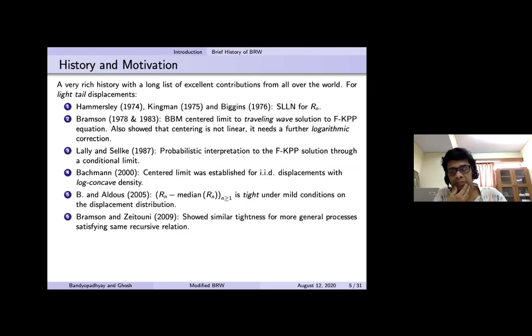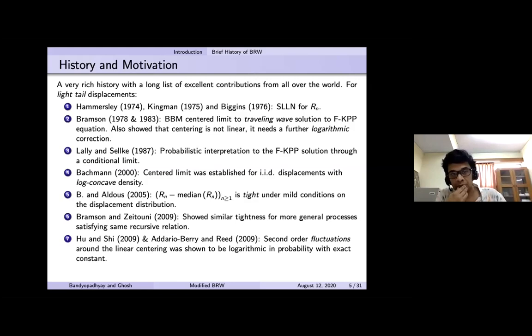Around 2009, Bramson and Zeitouni showed similar tightness for more general processes satisfying the same recursive relation. I'm not going to give this detail because it's not quite relevant for the talk which we are really heading to. Now, again, a breakthrough happened in 2009 by two independent groups.